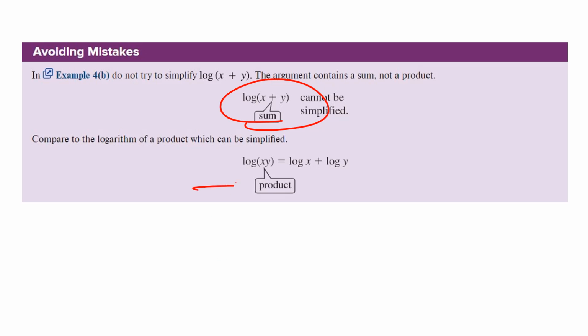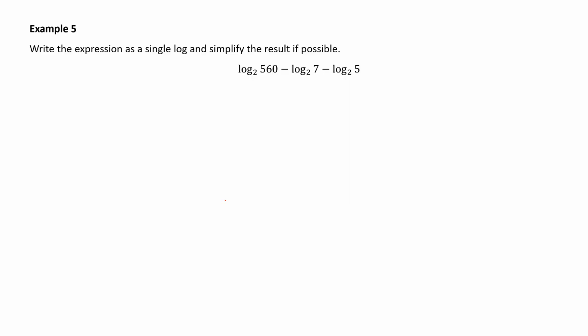But this can be simplified. If you have a product in your argument, then you write it as a sum of logs. Okay, write this expression as a single log and simplify the result if possible. So now we are going to go backwards. We're going to take these logs that are sums or differences or whatever, and we're going to write them as just one log.